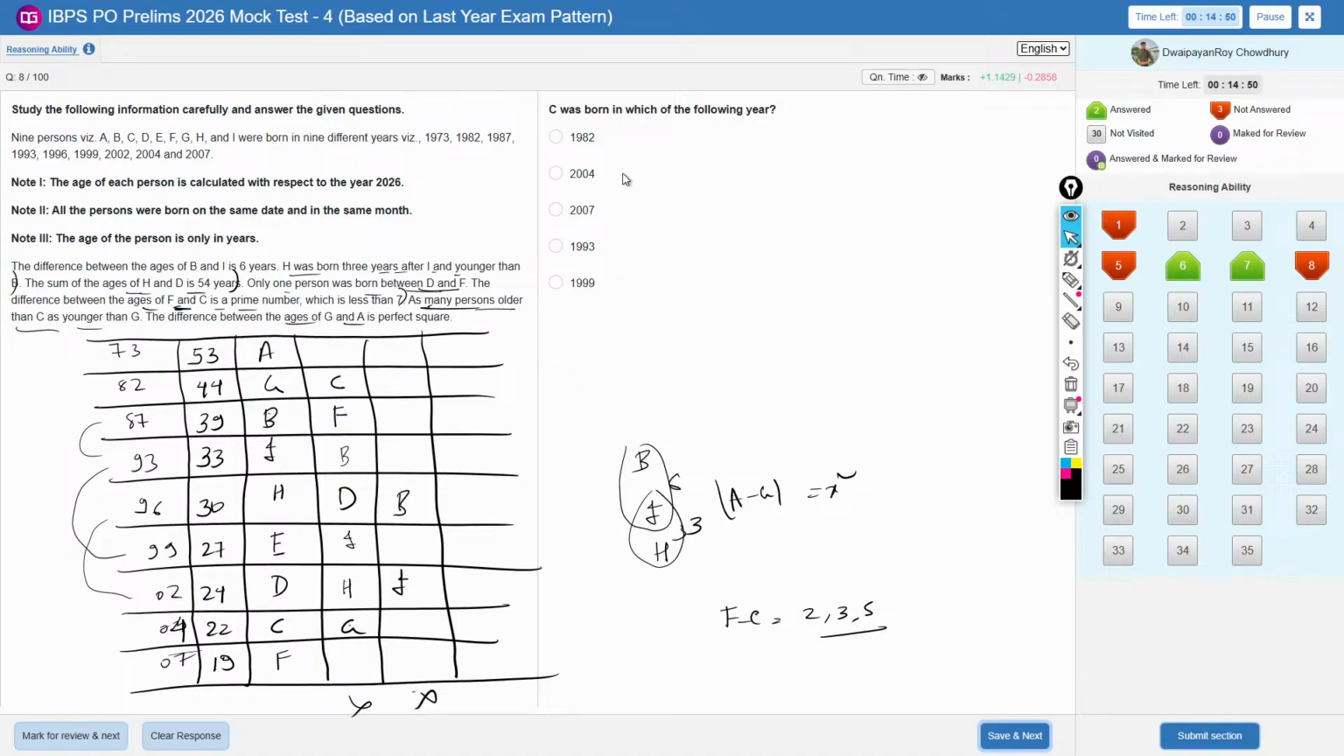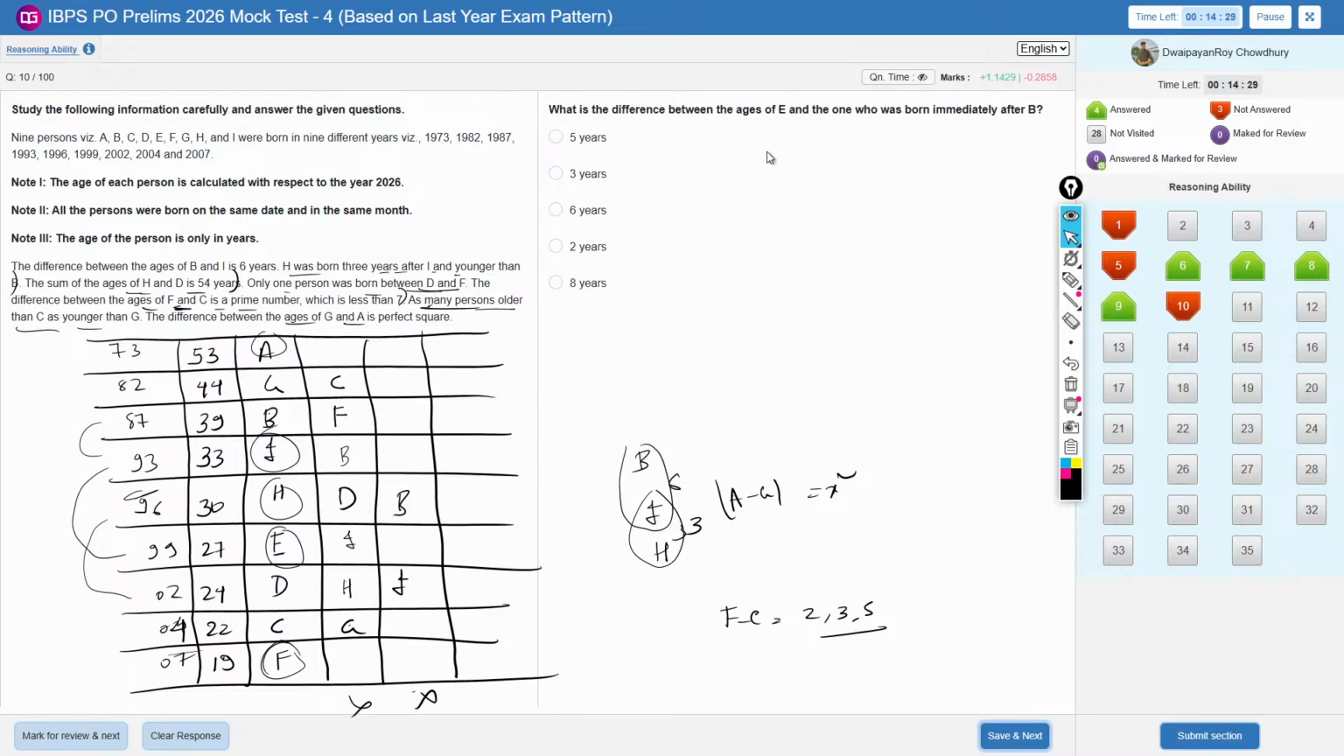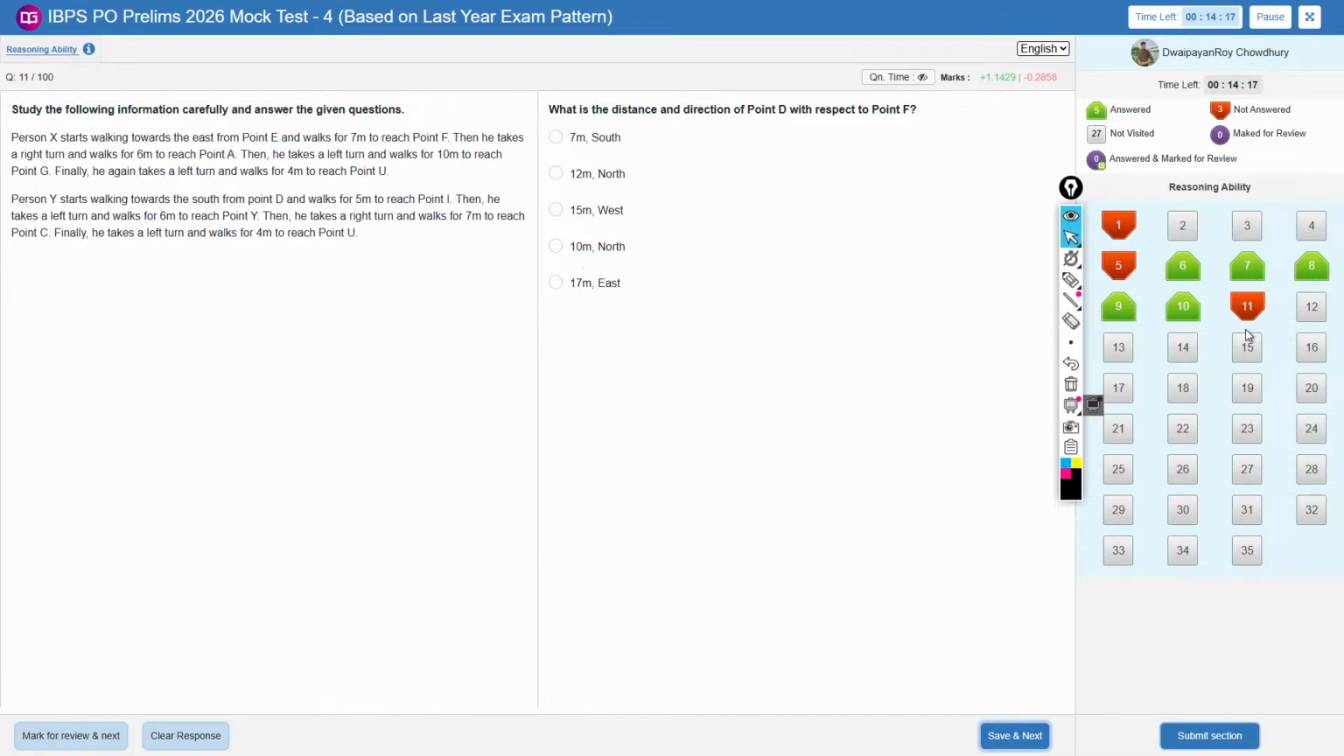C was born in which year? C was born in 04. 4 are alike. F, E, I, H, and A. So H, even year. Difference between E and the one immediately after B and E. So 6 years. Okay.